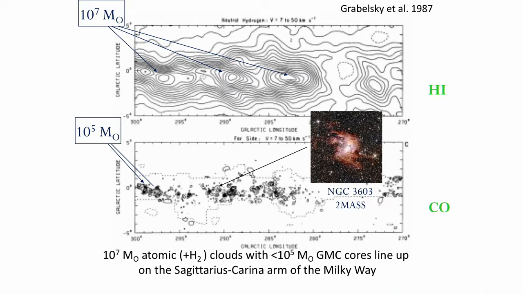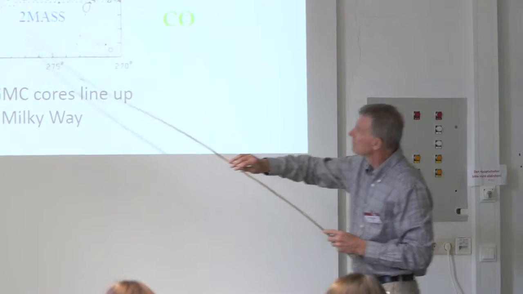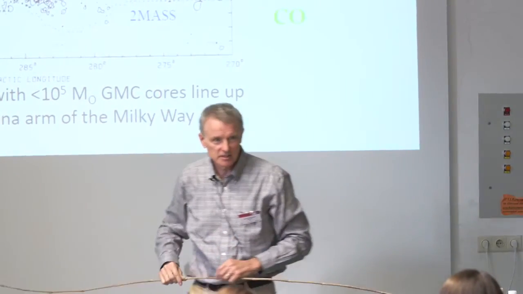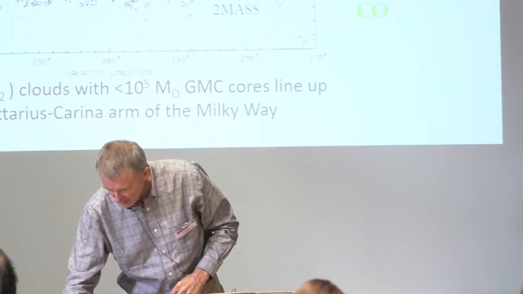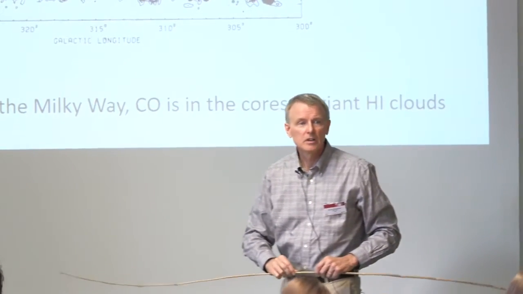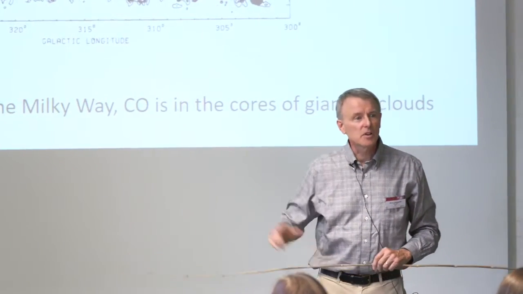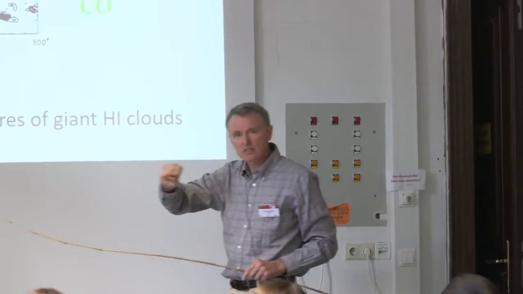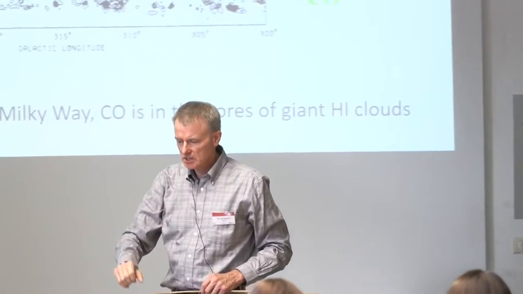NGC 3603, Hunt's favorite region. It's just this little guy right here, that's all. Not so special. And even further. Okay? So how do molecular clouds form in the Milky Way? Again, they're concentrations inside bigger things.